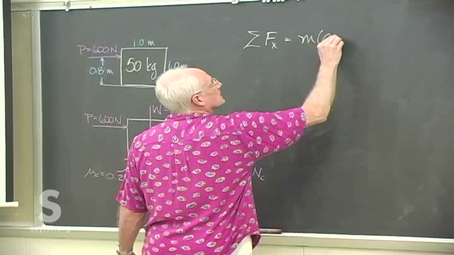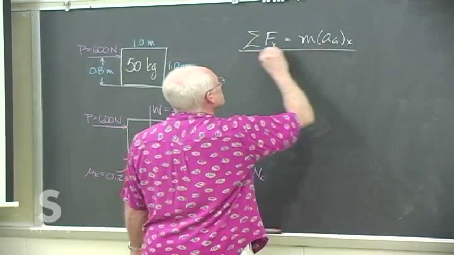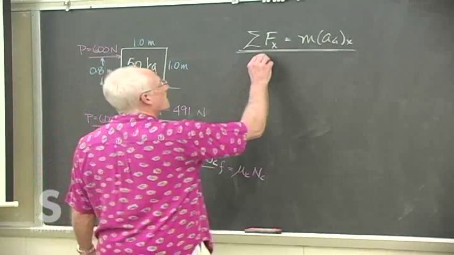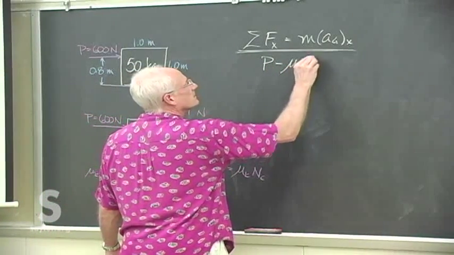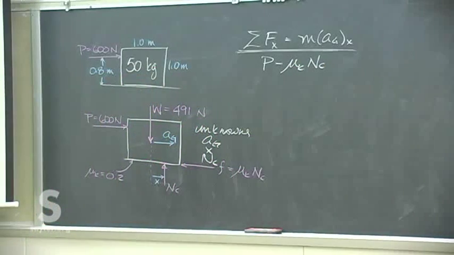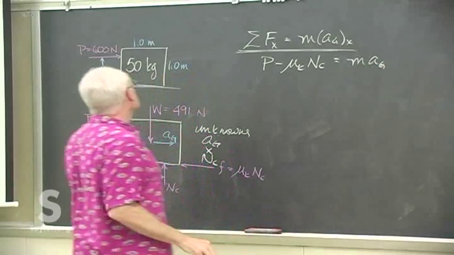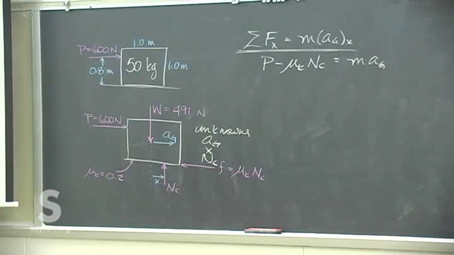Might as well start with the X one. And that should be a great TV show, the X equation. All right, AG is the acceleration we're looking for. Positive in the direction of the expected acceleration: P minus F. But F is mu K NC, so we'll make that substitution. Not consider F as a separate unknown, just keep things simple. Equals M AG. And the mass is known, 50 kilograms, so that's no big deal.